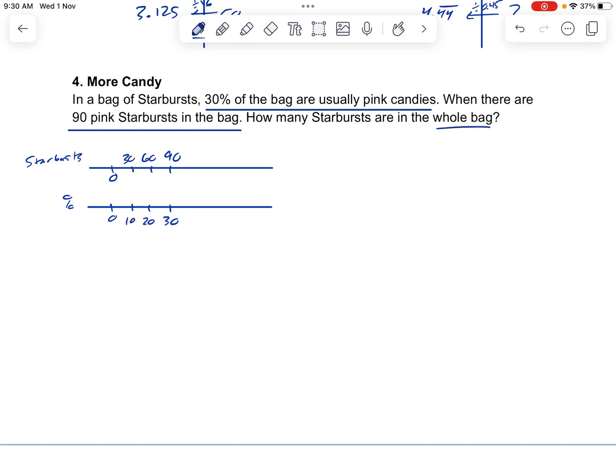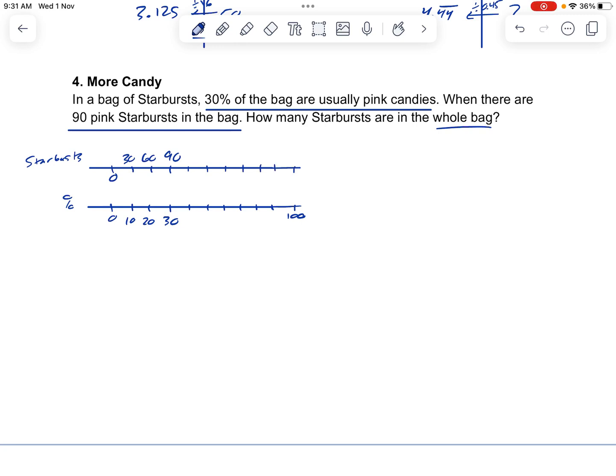And so they want to know how many are in the whole bag. Well, the whole bag, that would be 100%. So 40, 50, 60, 70, 80, 90. Oh, it didn't make my lines quite long enough. So I'm trying to get up to 100%. So I've got to add all of my tick marks there.